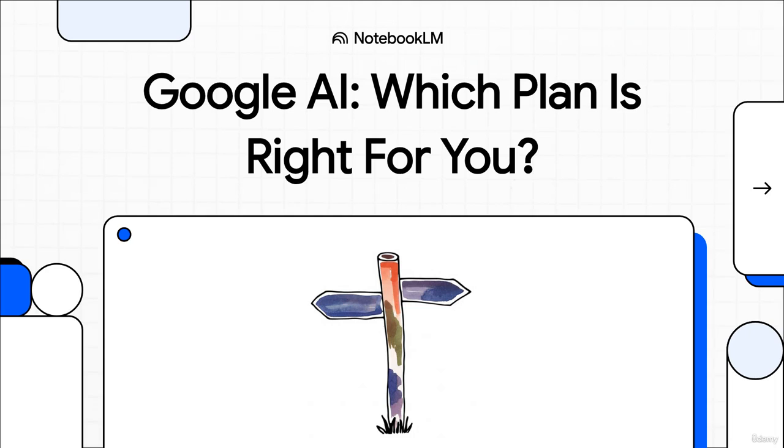Okay, let's just jump right in. So, Google's AI tools are popping up everywhere, right? But you've got Pro, Ultra, and Workspace. It's kind of confusing trying to figure out which one you're supposed to use. Well, we're going to clear all that up right now.